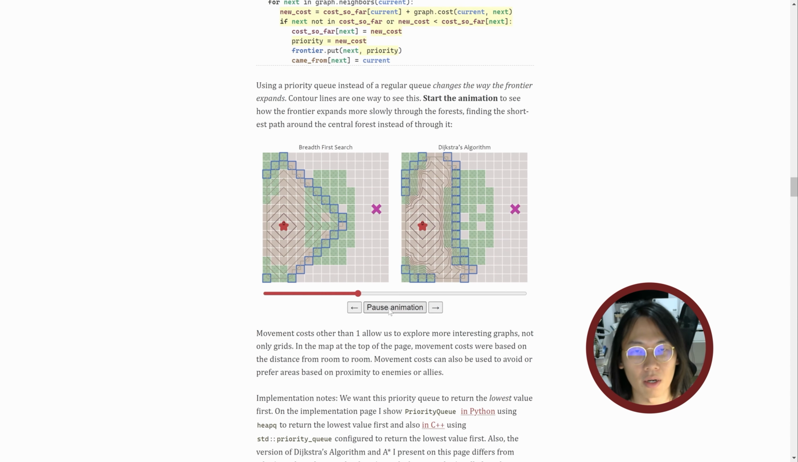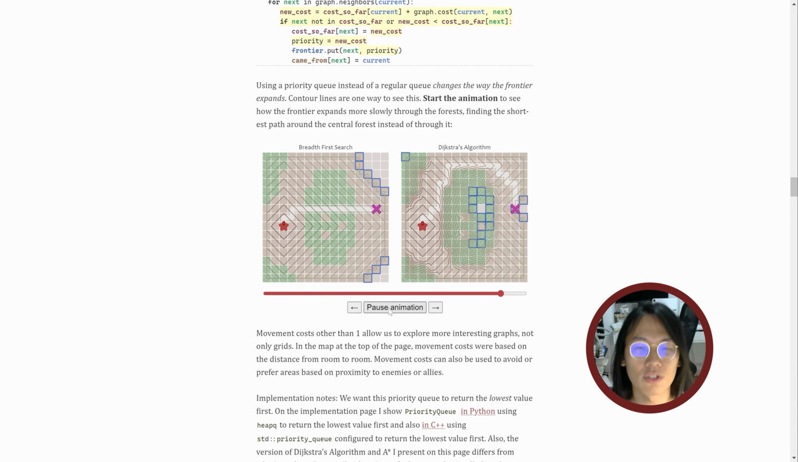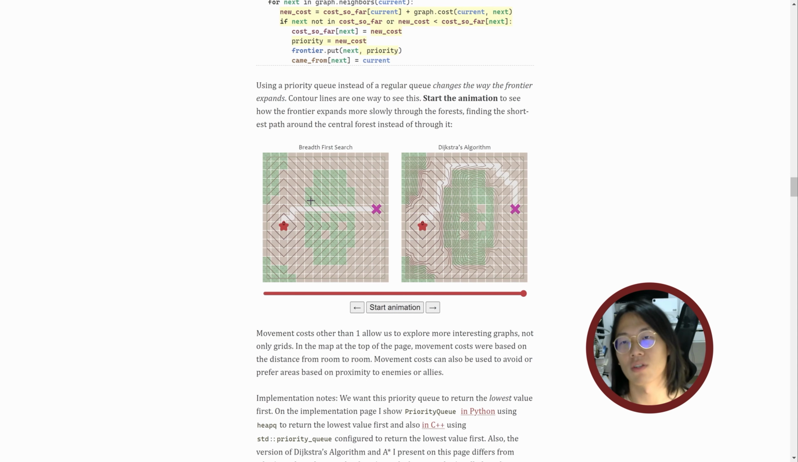So this is breadth-first search versus Dijkstra's algorithm. And as you can see, the frontier, let's say the flood fill, is expanding in very different ways. The left one is expanding in a uniform distance, I would say, and the right one expands like it dodges around the forest on this side.